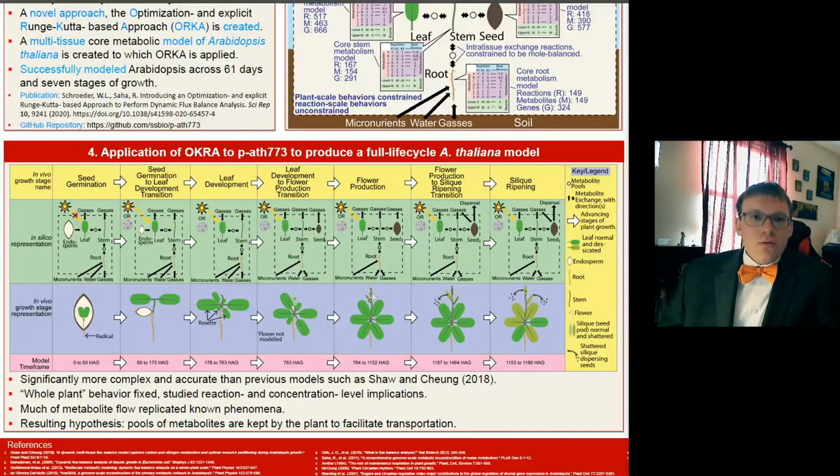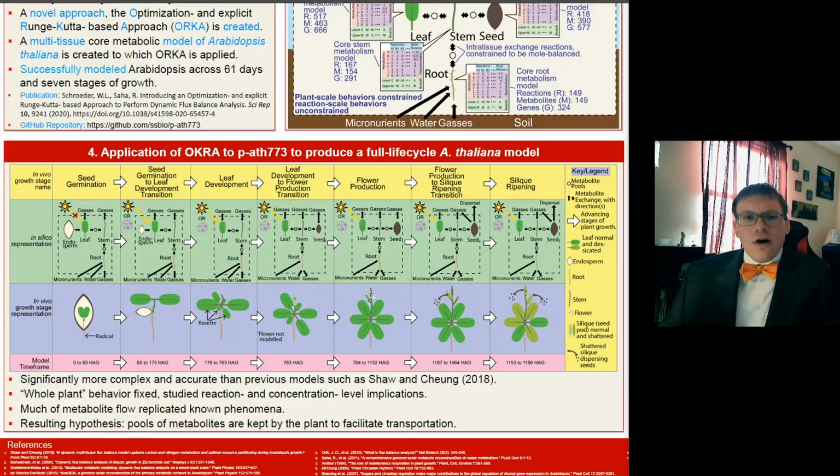Once the ORKA was created, we then applied it to the Path 773 model, specifically looking to take this model all the way from germination to silique ripening and the beginning of the senescence phase of the Arabidopsis life cycle. So shown here in this image are the 7 different life cycle stages that we considered when building our model and how this influenced the in silico representation of the plants.